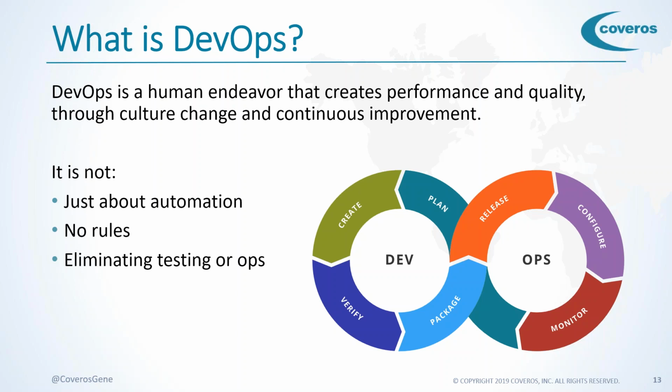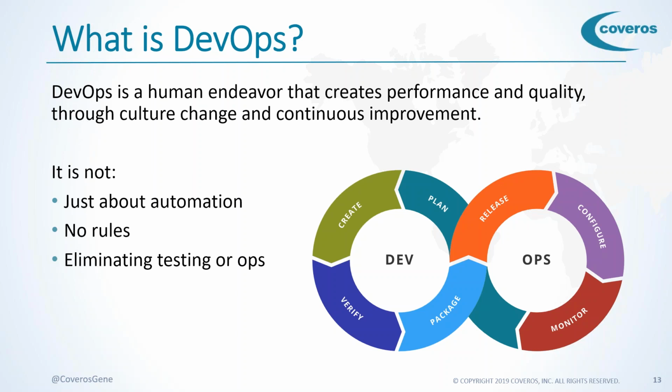It's not automation. It's not rules. It's not getting rid of ops. It's not getting rid of testing. It's not developers carrying the pagers. Some of those things may happen in different levels, right? But it's about changing the way we do our business, changing the way we operate, changing the way we think, changing our corporate culture, our organizational culture to create performance and quality. And it's a human endeavor. This is about the people, not about the tools, not about the automation.